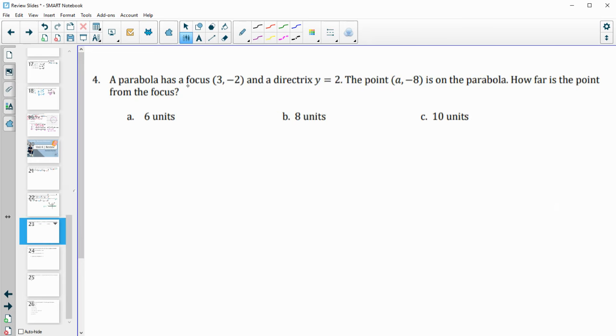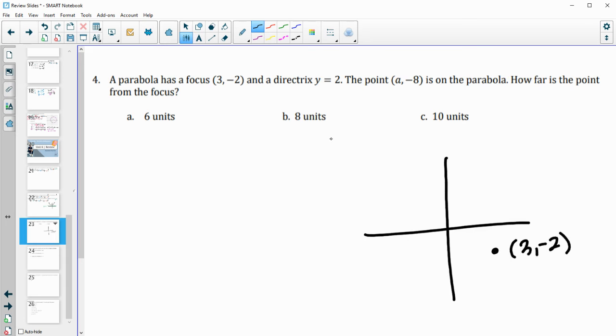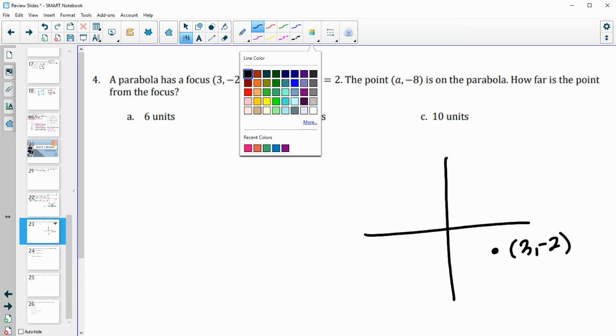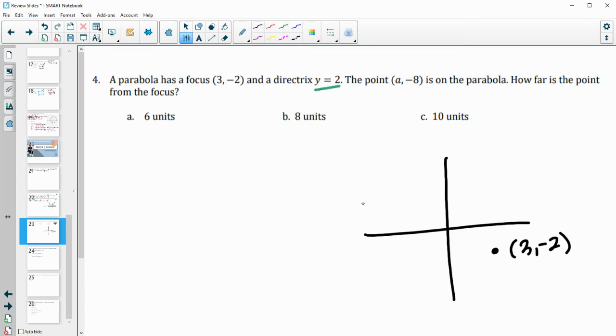Number 4, a parabola has a focus of (3, negative 2) and a directrix of y equals 2. If the point (a, negative 8) is on the parabola, how far is the point from the focus? So for this one, I'm just going to sketch this out so we can look at this. So we've got the point (3, negative 2) here, and then the directrix is at y equals 2. So that's going to be here.